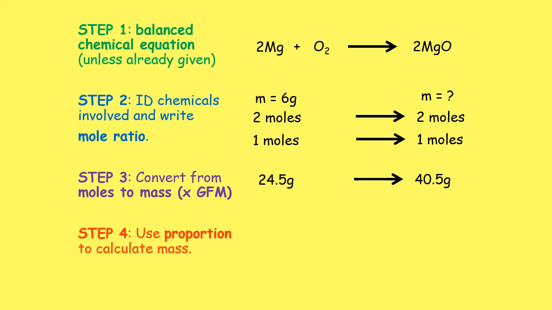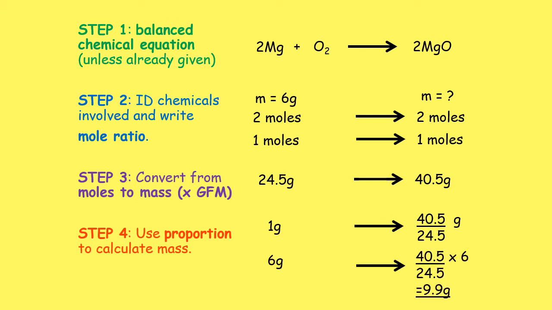Now what we're going to do is we're going to use proportion. So if 24.5 grams of magnesium give us 40.5 grams, 1 gram of magnesium will give us 40.5 divided by 24.5 grams of magnesium oxide. We have 6 grams, so we multiply that value by 6.